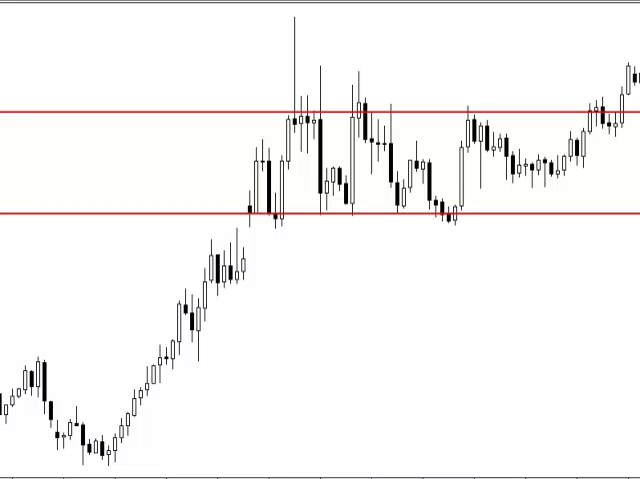It's just so worth protecting capital. If you don't have capital, you can't trade. Okay, capital is number one. You must protect it at all times.